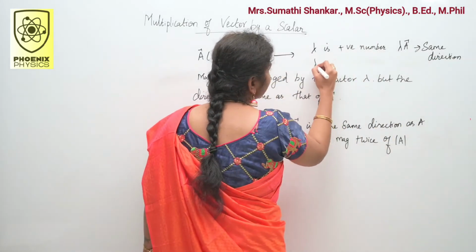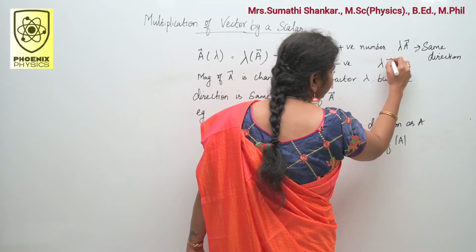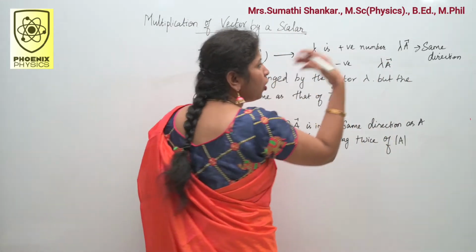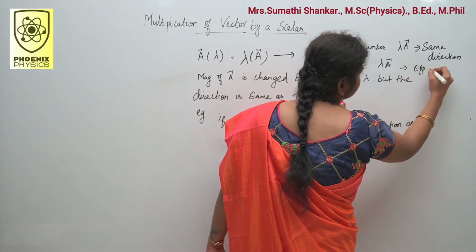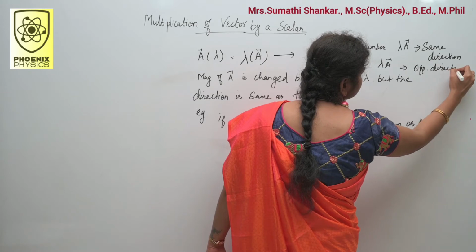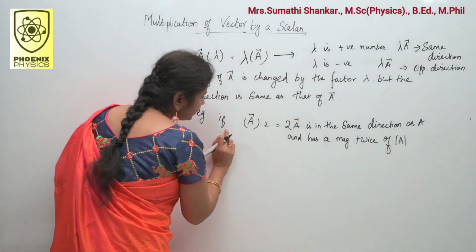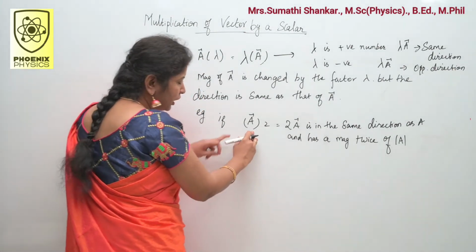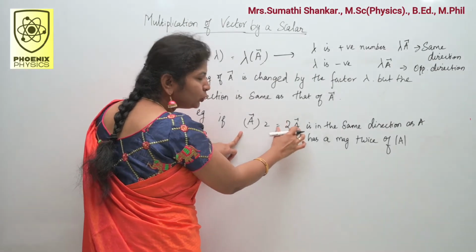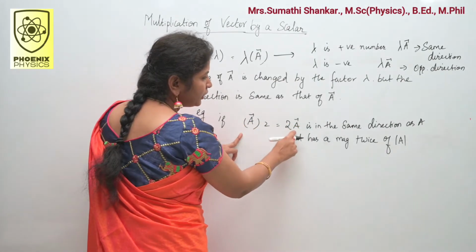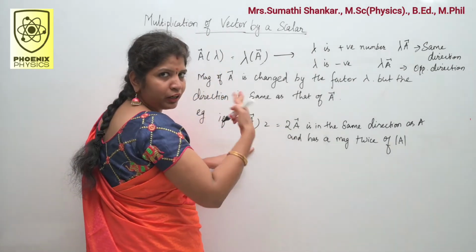Suppose lambda is negative number. The product lambda times A vector is in the opposite direction to A vector. For example, if the A vector is multiplied by 2, means we can get 2A vector. Here the direction is same, but the magnitude is increased by 2.